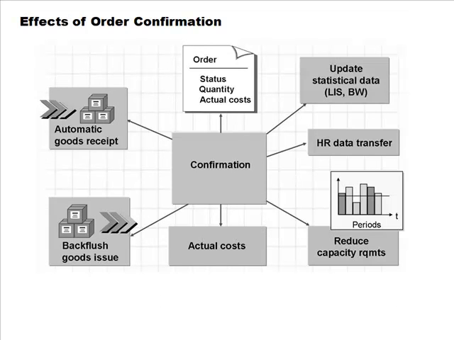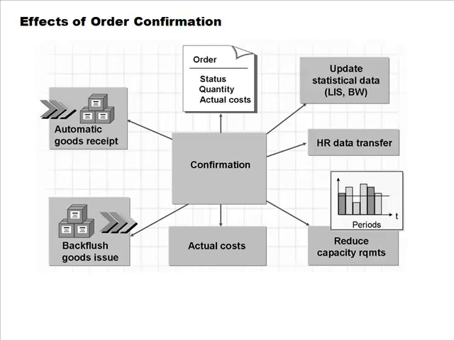Okay, so effects of order confirmation. You might have goods receipt. It could be automated. It doesn't necessarily have to be automated, but there's a possibility that the moment you enter confirmation, you've said I finished producing 50 units, the system can say, okay, I've received goods for 50 units. So that could be automated. If your manual processes on the floor are set up in such a way that you finish the operation, put it in a certain area, and then enter the confirmation, then you know that this is already in the receiving area of the warehouse. So you say, okay, we've got 50 more units. So that could be automated.